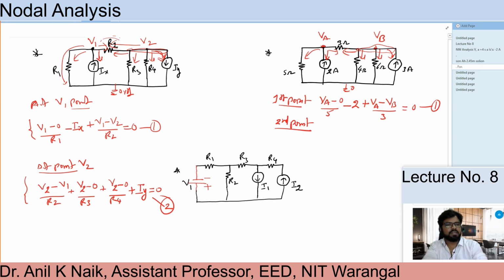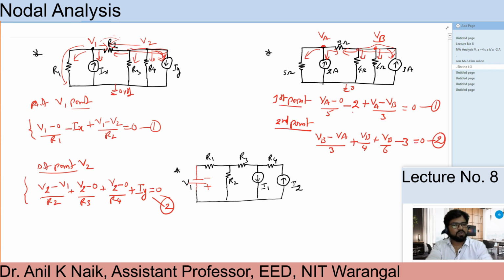Now take the second point and write. This one you take and write. So this direction: VB minus VA by 3 plus VB by 4 plus VB by 6. What about the current in this one? Here it is going quite opposite to these two, right? So these are the minus 3 equal to 0. This is the second equation.